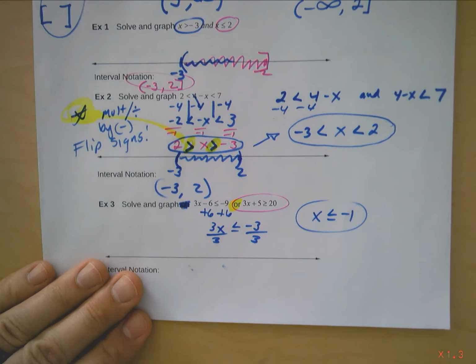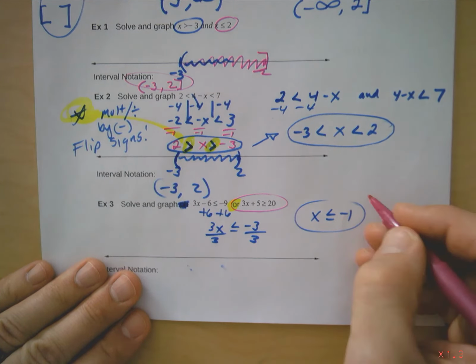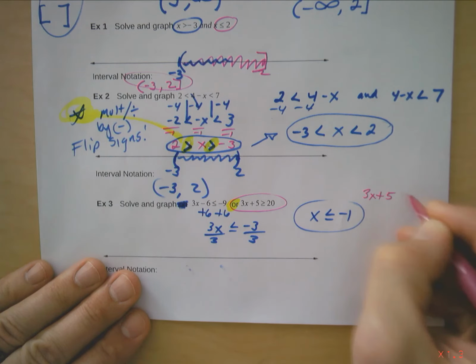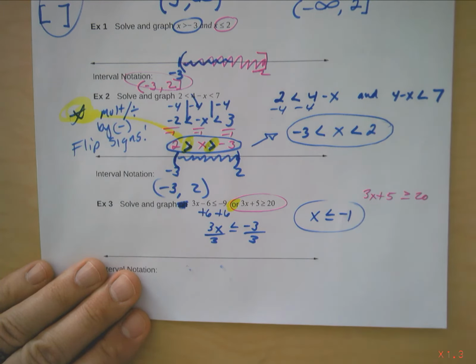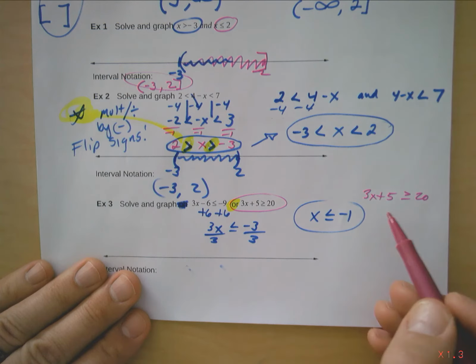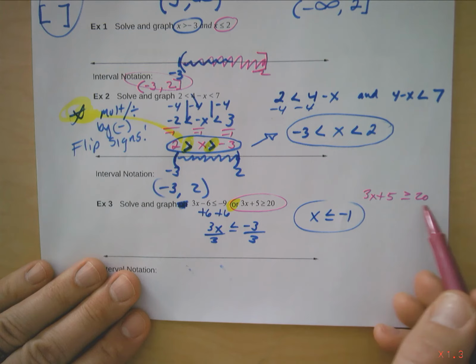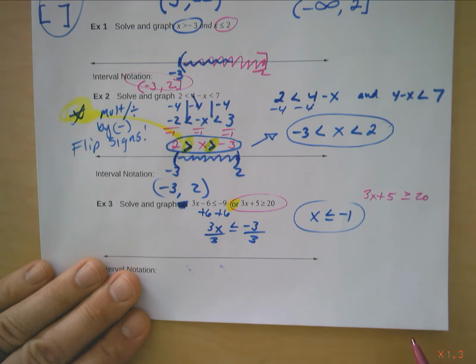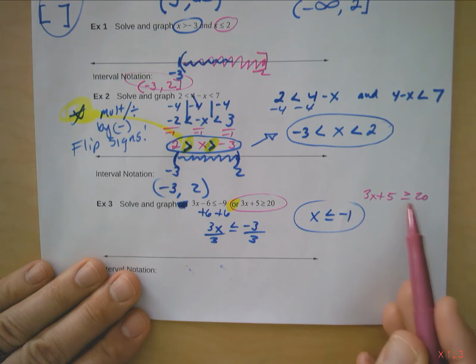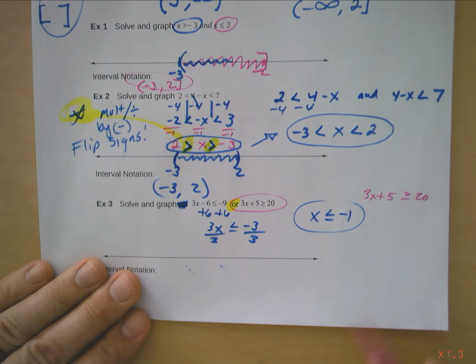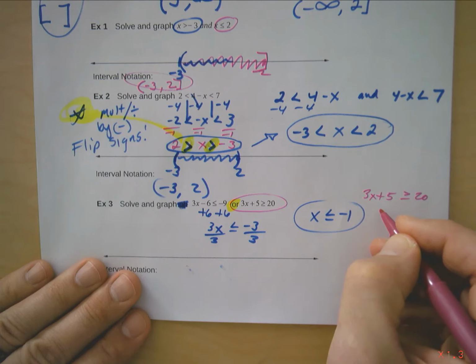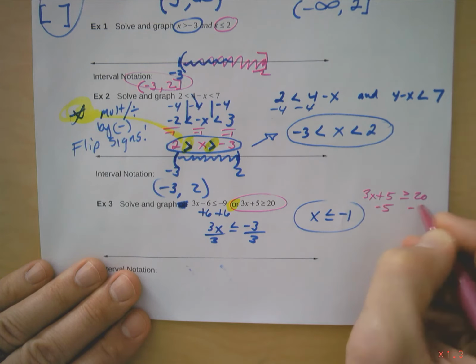Very good. Okay. So I take a look at the next one. I've got 3x plus 5 is greater than or equal to 20. I'll put that here. So first thing I got to do, how do I get this x by itself? Alana, what can I do here? How do I get this x by itself? I got 3x plus 5 is greater than or equal to 20. Subtract, did you say 5? Like that.